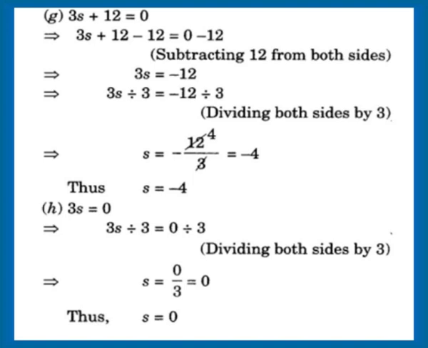Next, H subdivision, 3s is equal to 0. Firstly, we are dividing with 3 on both sides to separate the variable and constant. And we got 3s divided by 3, which is equal to 0 divided by 3. In LHS, 3 and 3 will be getting cancelled and our RHS is 0 by 3, which is 0. Now it becomes s is equal to 0, which is our required solution.